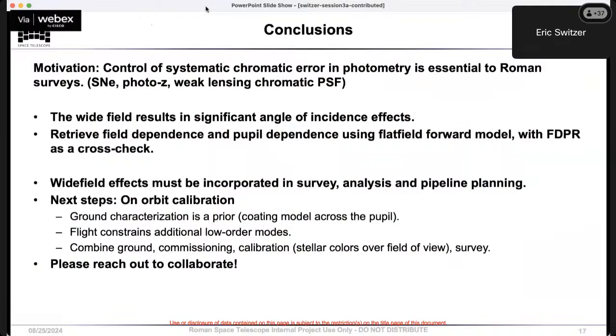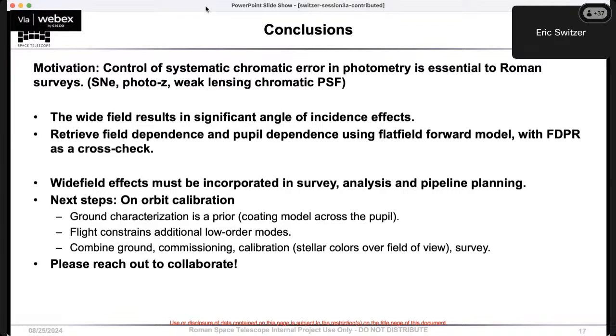Okay, so to summarize, control and knowledge of chromatic error is essential to surveys of cosmic evolution, supernovae, photo-z's, also things like the weak lensing chromatic PSF. The wide field provides unique considerations for the range of angle of incidence across the optic. So for the system level characterization, we retrieve both the pupil dependence and the field-dependent transmission with a cross-check. These wide field effects need to be incorporated in the survey planning and analysis.